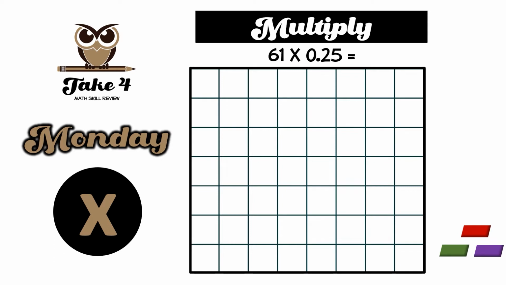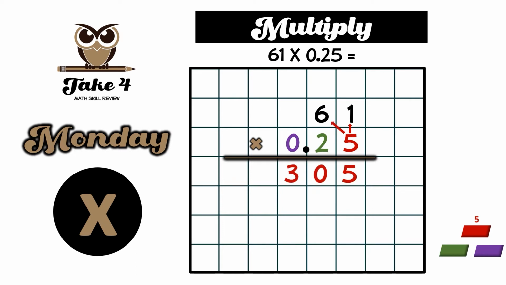Multiply 61 times 25 hundredths. When you multiply decimal numbers, you do not line up the decimal points. Your problem should look like this. It's time to multiply. We're first going to multiply by 5. 5 times 1 is 5. 5 times 6 is 30. We're done multiplying by 5.